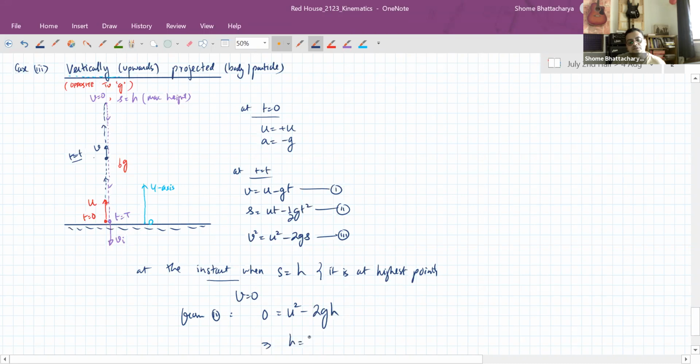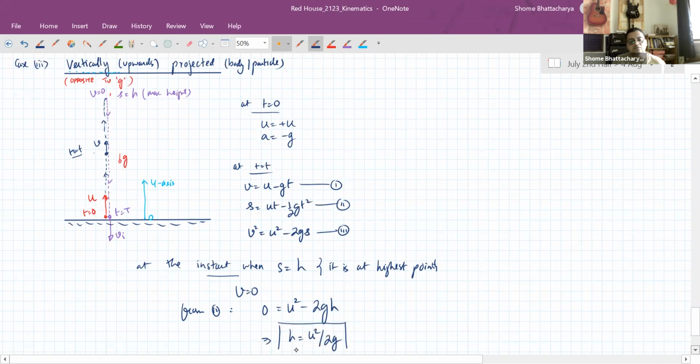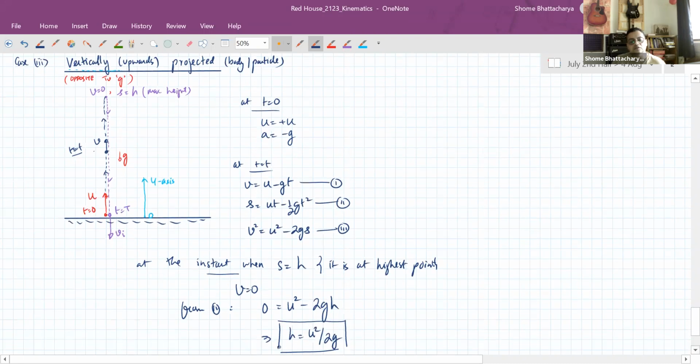So we get this formula that the maximum height it reaches depends on the initial velocity in this manner. This is the first important formula. Make a note of this, then we'll come to the time capital T.